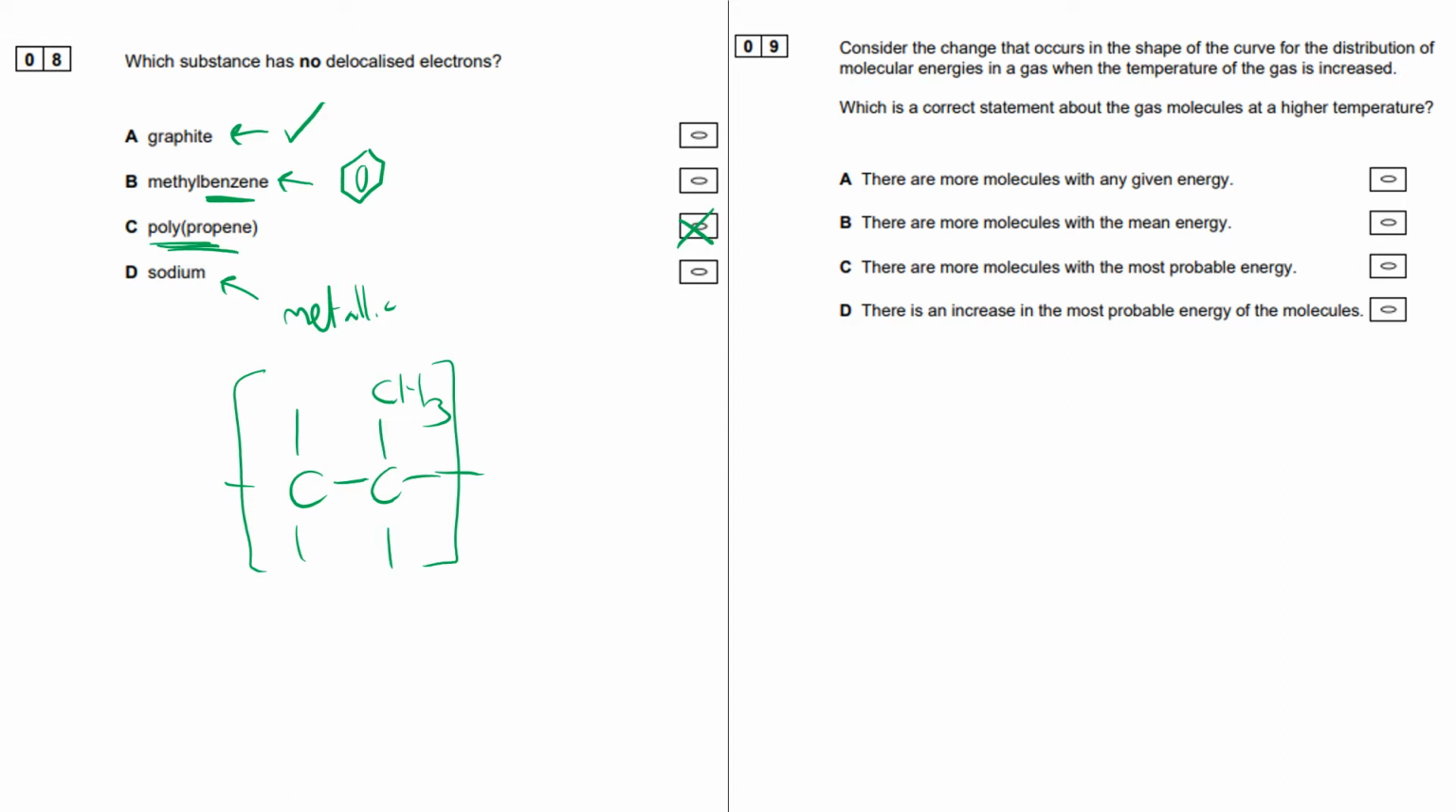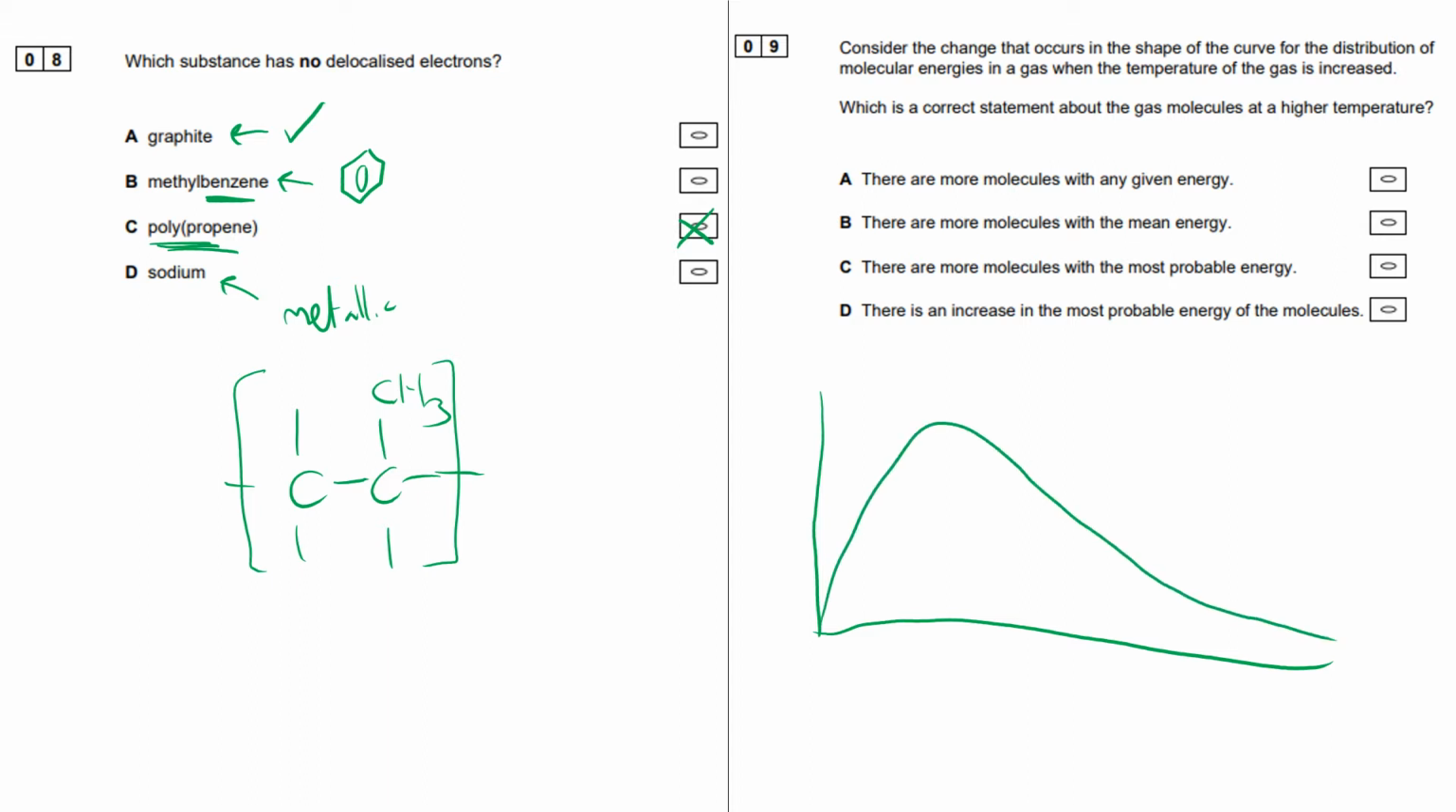Question 9. Consider the change that occurs in the shape of the curve for the distribution of molecular energies in a gas when the temperature is increased. So this is your Maxwell-Boltzmann distribution. So a very rough version of the Maxwell-Boltzmann just drawn below at a higher temperature. So when you increase the temperature, the curve gets flatter and moves to the right. Something like that. So which is a correct statement about the gas molecules at a higher temperature?